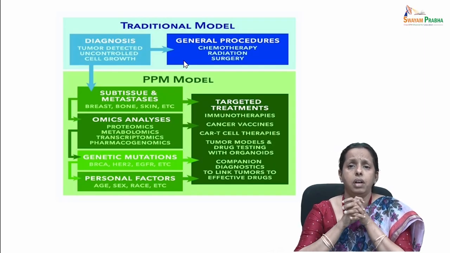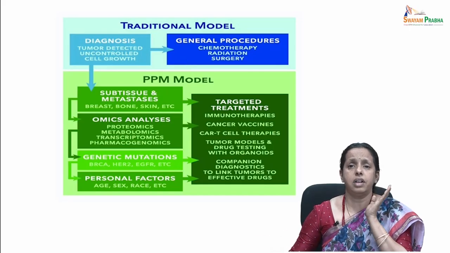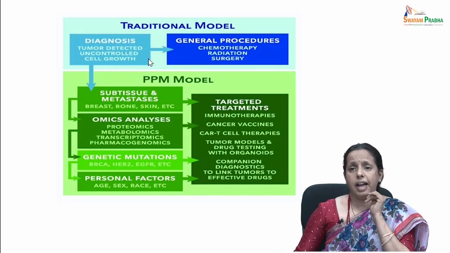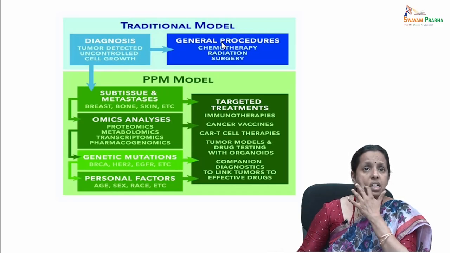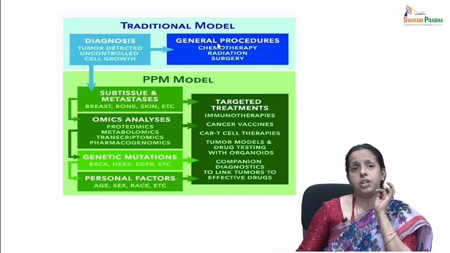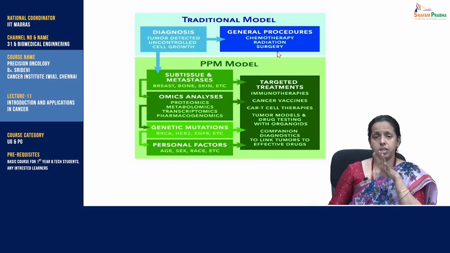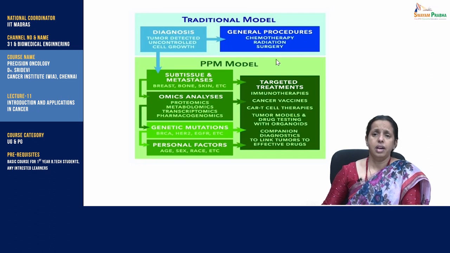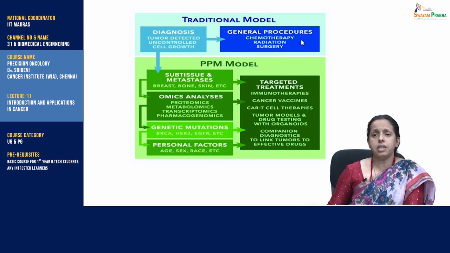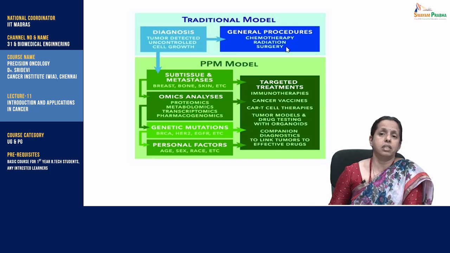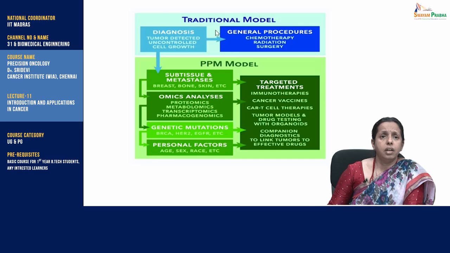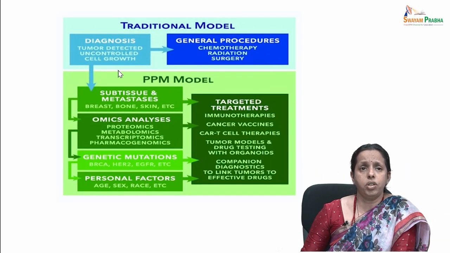Usually there are key differences from the traditional model of cancer treatment. What were the traditional, earlier methods? The general procedures for cancer treatment were chemotherapy, radiation, and surgery, based on whatever stage the patient approaches the clinic. However, this treatment's efficacy varies greatly across individuals and also often causes harm to healthy non-cancerous organs and tissues. So, this is after the diagnosis of the tumor.